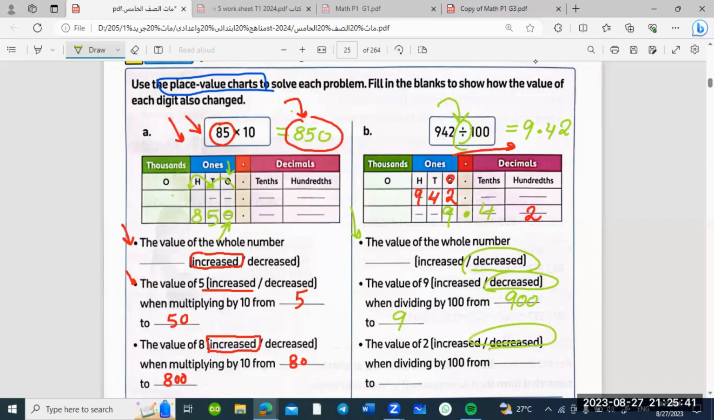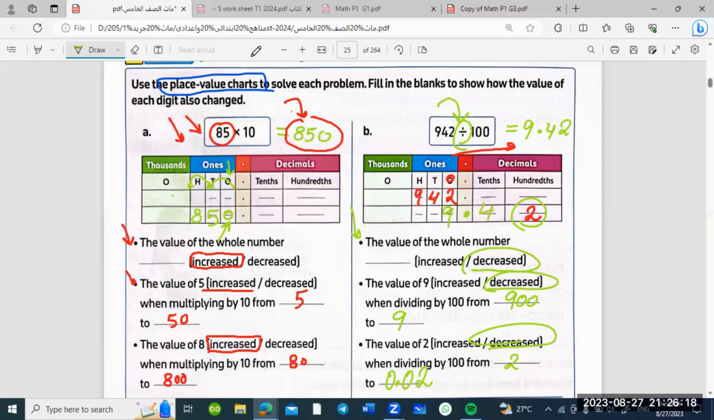It was 2 and it became? This is hundredths. Yes, 0.02. Understand? Yes, I understand. Okay. So this is the first way. Do you need me to explain another example about this, or is it easy now? Easy now.